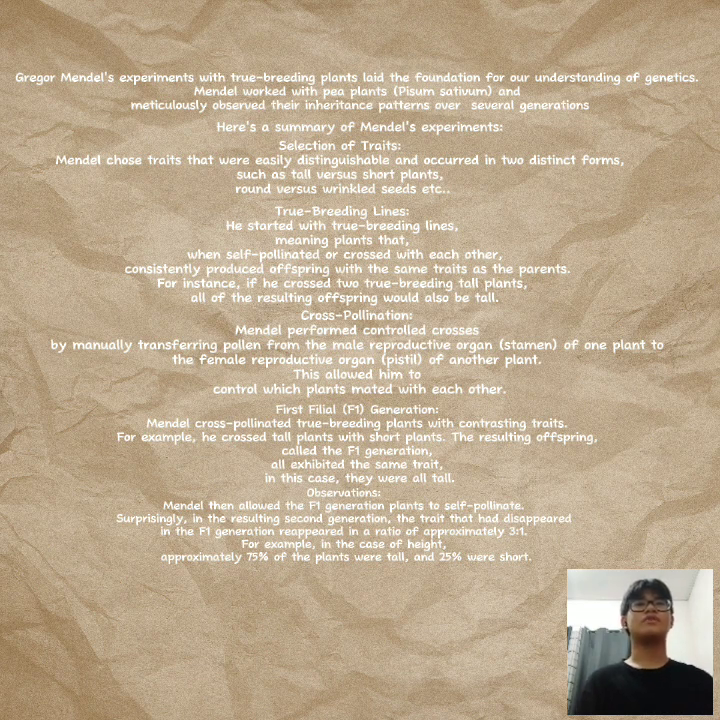So now let's go to the cross pollination. Mendel performed controlled crosses by manually transferring pollen from the male reproductive organ of one plant to the female reproductive organ of another plant. This allowed him to control which plants mated with each other.